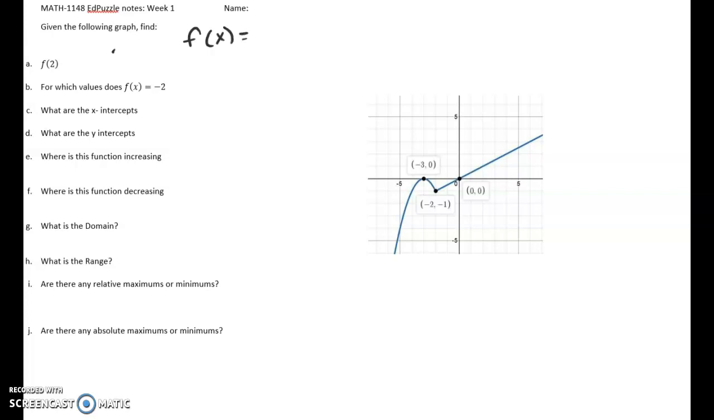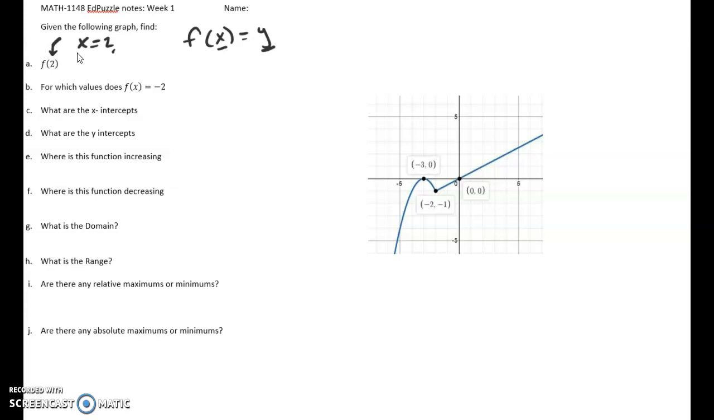Well, when we think about the f of x notation, the input is the x value inside the parentheses right there. And what we get out is the y value. We kind of think of a function like a machine where you have an input and then you get an output. So when we take a look at this one, it says find f of 2. Well, that would be when the x value is equal to 2.